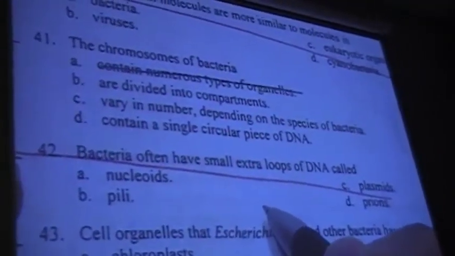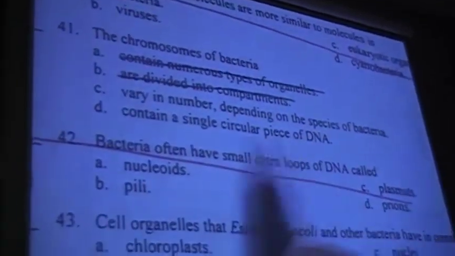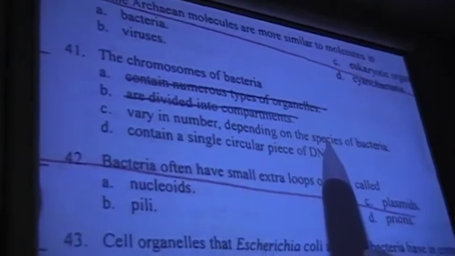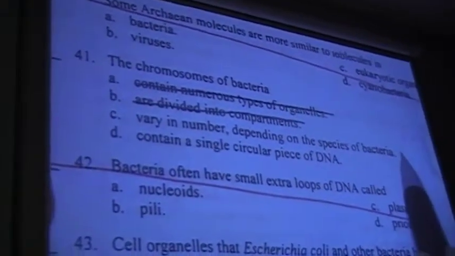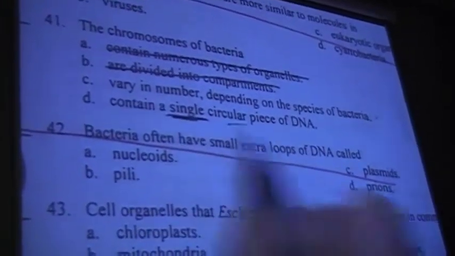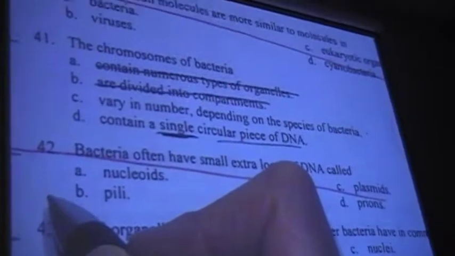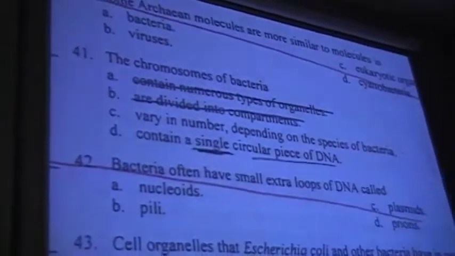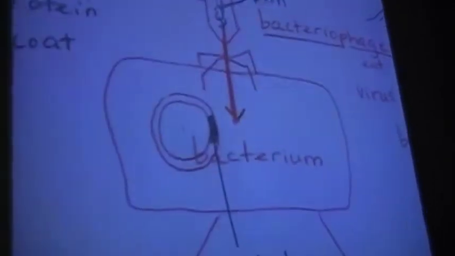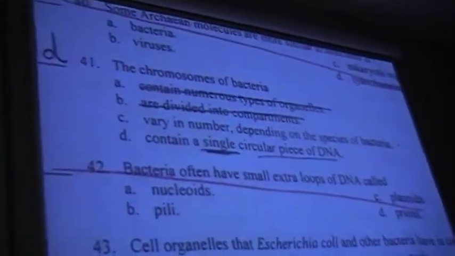Are the chromosomes divided into compartments? No. Do they vary in number depending on the species of bacteria? They might, but we said that usually, if not always, they contain only one single circular piece of DNA called a what? Class? Look back to your diagram. What is that single circular? Plasmid. That's a plasmid. Okay. So number 41 is D. 43.